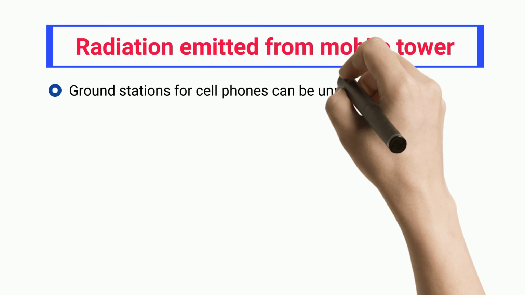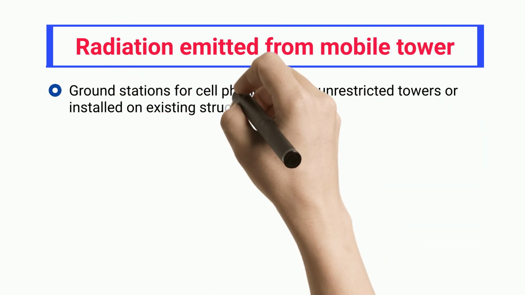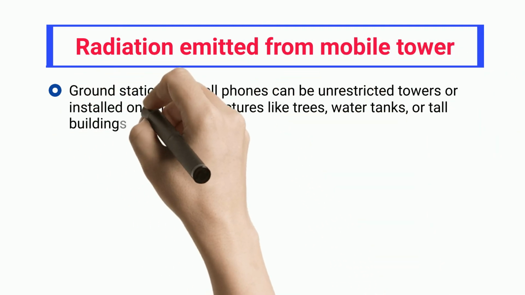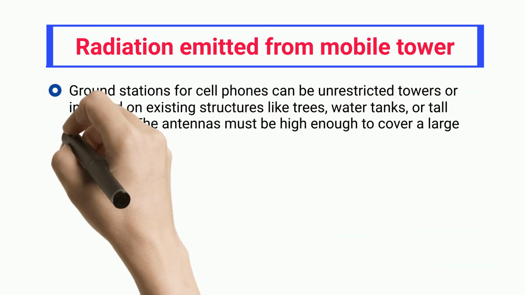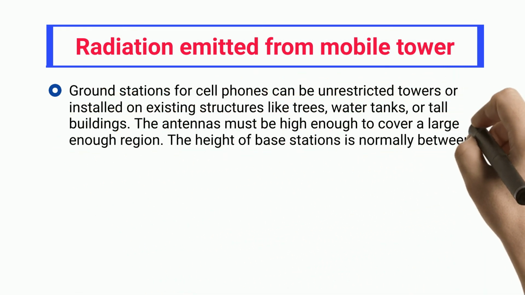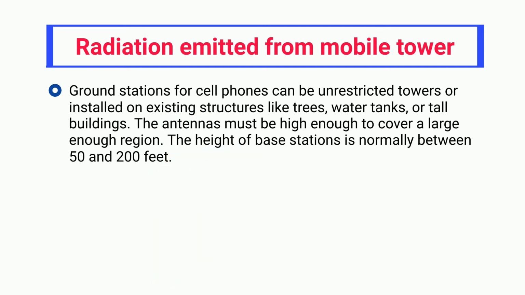Radiation emitted from mobile tower. Ground stations for cell phones can be freestanding towers or installed on existing structures like trees, water tanks, or tall buildings. The antennas must be high enough to cover a large enough region. The height of base stations is normally between 50 and 200 feet.